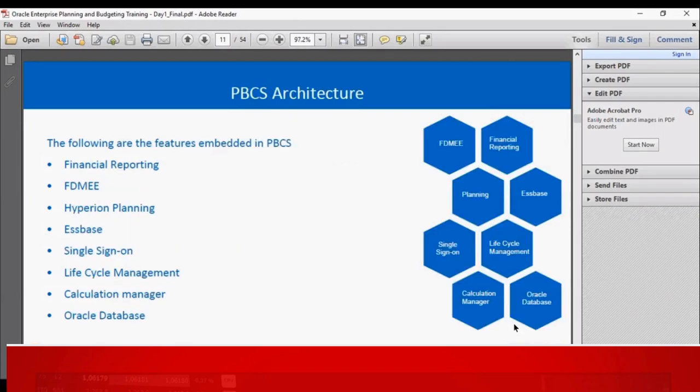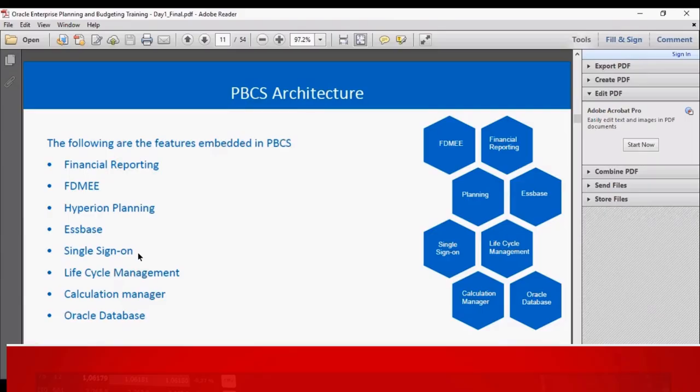Coming to the PBCS architecture, the following components are included in PBCS. Financial Reporting for final reporting of data through user-friendly reports. FDMEE, as already mentioned, is called Data Management, to establish connections with external sources for data and metadata. Next is Hyperion Planning to perform planning processes, which includes artifacts like web forms and dashboards. Essbase, the backend database to store the entire planning data.